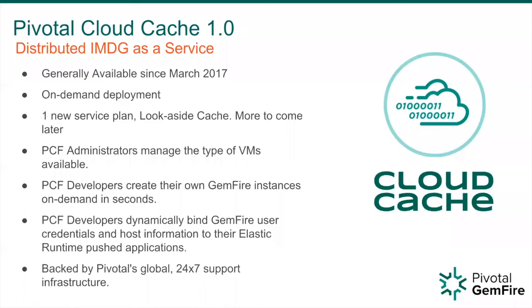Hence, we are taking an opinionated, use case specific approach to delivering managed services based on our in-memory technology. Building each service for a specific use case allows us to preset defaults and minimize the configuration and customization burden. The first use case we're delivering is a look-aside cache. Cloud Cache will appear as a tile in the Pivotal Cloud Foundry marketplace.